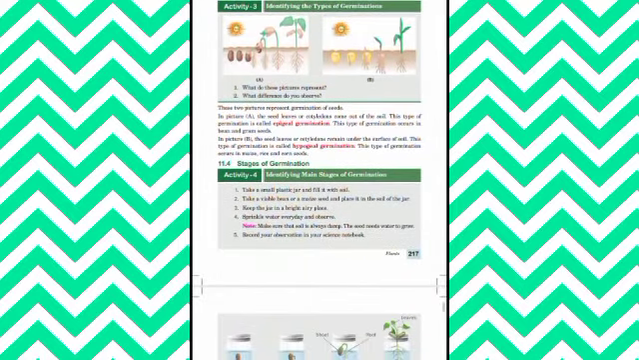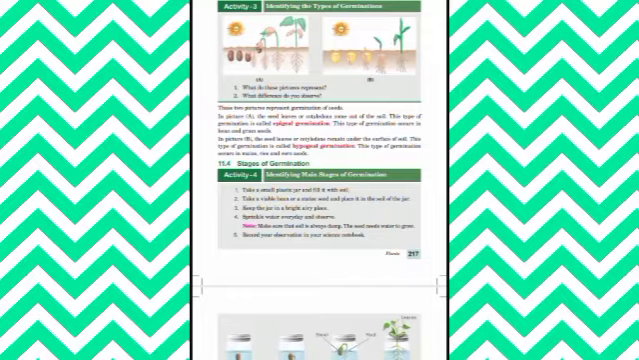Students, let's continue with types of germination on page 217 in the Primary 4 SET books. In germination, we have two types of germination. As you are seeing here in pictures A and B, and there are some more questions.